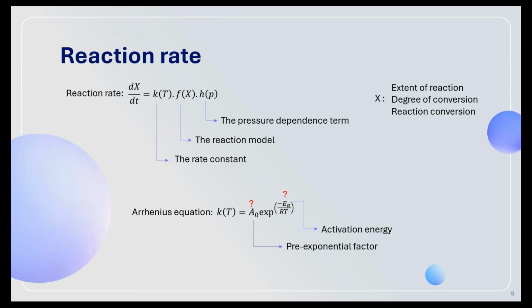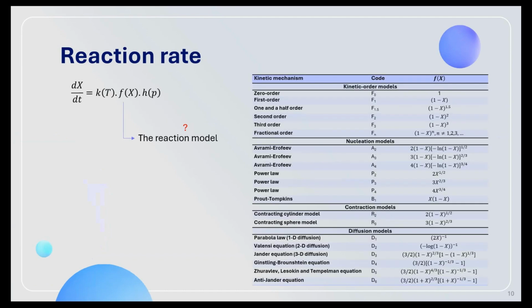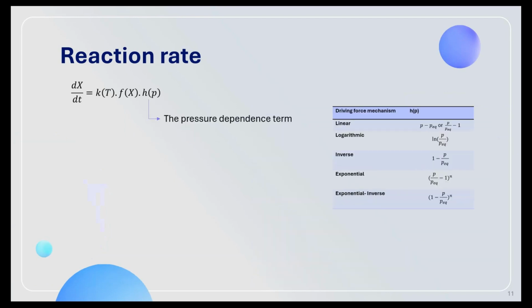The second term is the reaction model. From this table, you need to choose the correct model, but how can we find which one is proper for our simulation? It also depends on the results of experimental tests, or you can find it in the literature. The last parameter is the pressure dependent term. Again, you need to find out which one of these mechanisms you want to choose. Mostly I saw linear and inverse terms, but it also depends on your case.